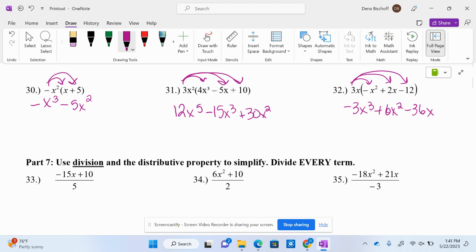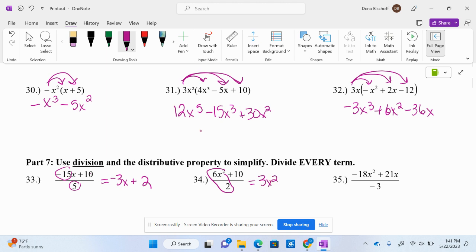We're just dividing by a number. So it's no different than when you guys learned how to look for a GCF, right? You're taking a GCF out of everything. What is negative 15 divided by 5? It's negative 3. The x comes along for the ride. What is 10 divided by 5? Positive 2. What is 6x squared divided by 2?